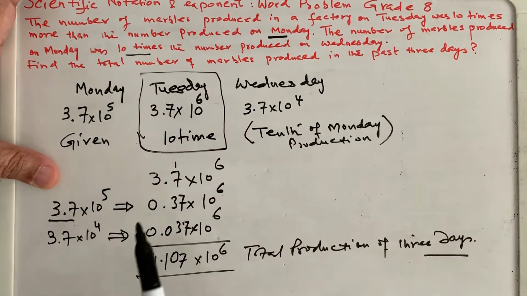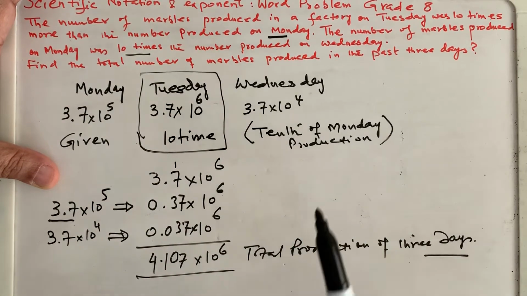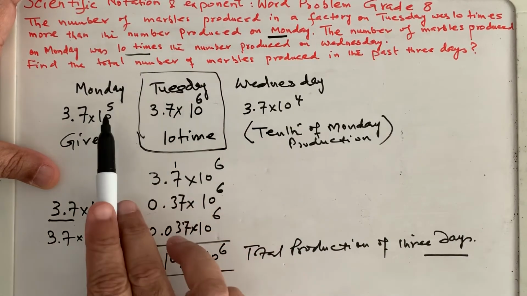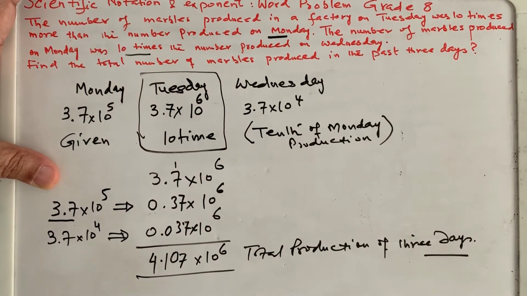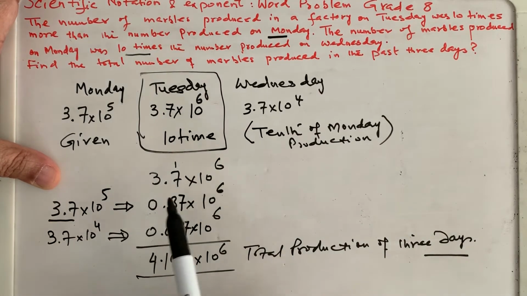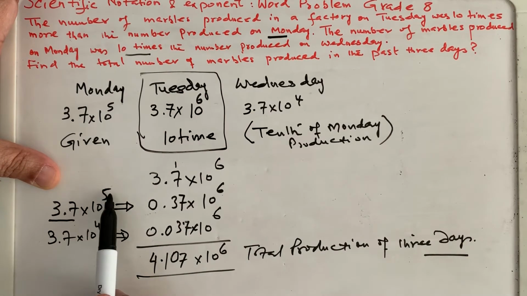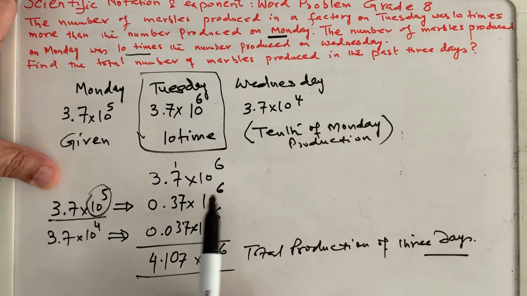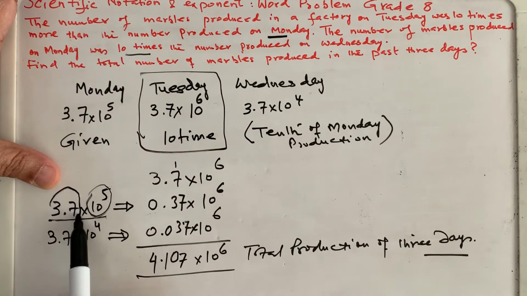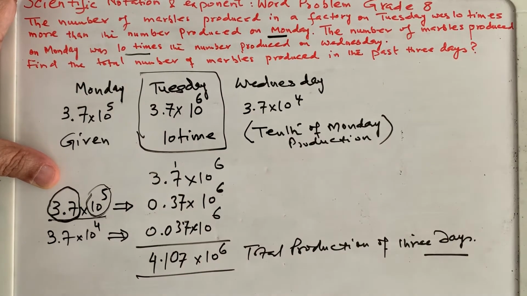The same situation: now we want to add these 3 days of production. I am saying that if we can make all of these exponents 10 to the power 6, we can easily add them together, right? So my Tuesday production is 3.7 into 10 to the power 6. My Monday production is 3.7 into 10 to the power 5. How to write this production in terms of 10 to the power 6? To make it 10 to the power 6, I multiply by 10, so I have to divide this figure by 10. If I divide this figure by 10, it will be 0.37, correct?